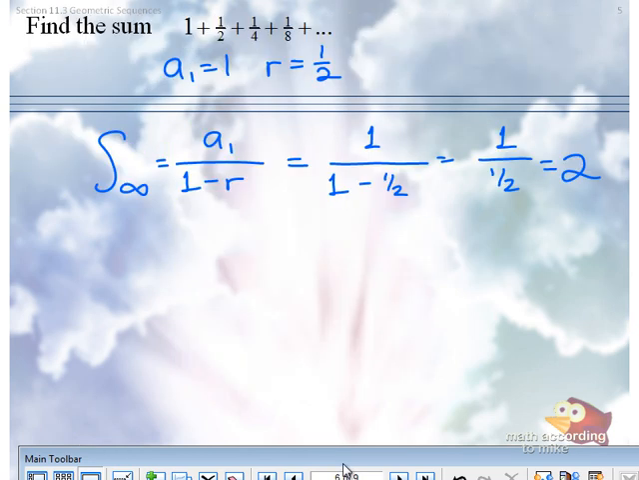So as long as your common ratio is between negative 1 and 1, you can find the sum of a geometric series using that formula a sub 1 over 1 minus r.